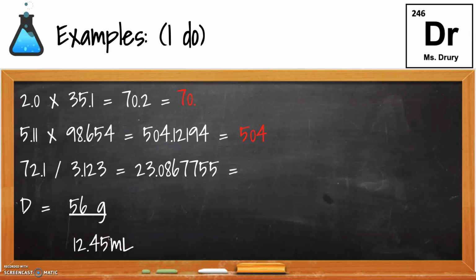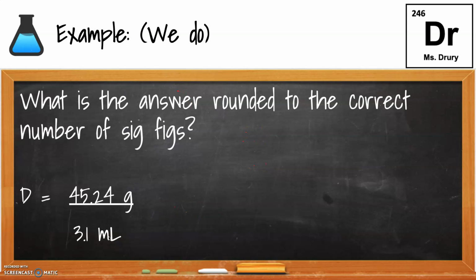Last time with me doing it, 72.1 divided by 3.123. When I put it in my calculator, I get this ginormous number. But in that case, 72.1 only has 3 sig figs, so I should only have 3 sig figs. So I'm going to keep the 2, the 3, and the 0, but the 8 makes the 0 a 1, so 23.1. Actually, I lied. I have one more answer. If I was doing a calculation that had division like this, I would do 56 divided by 12.45, but because 56 only has 2 sig figs, I'm only going to report 2 sig figs.